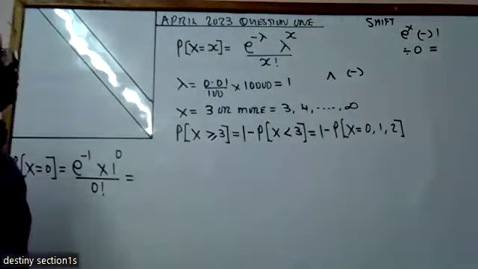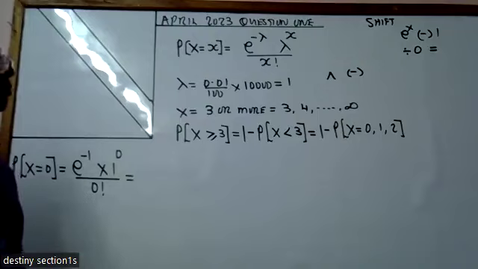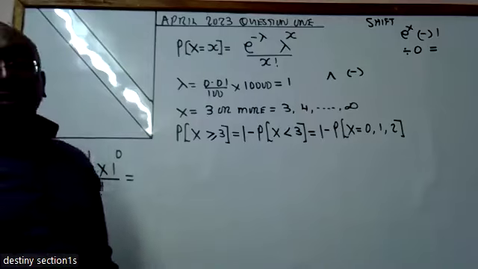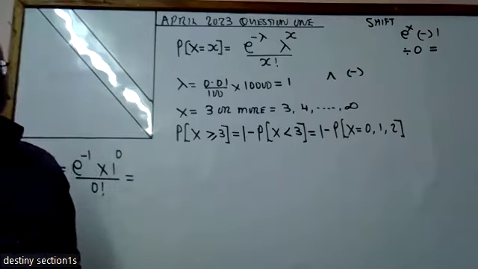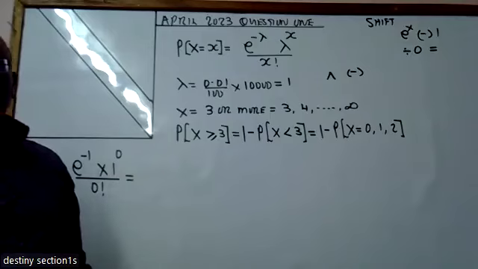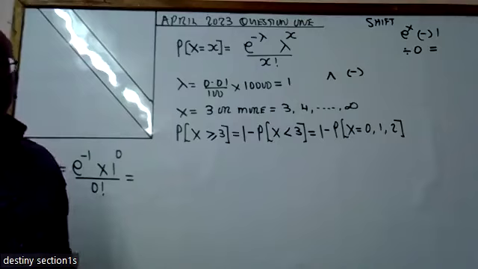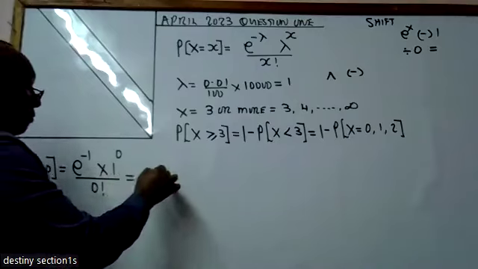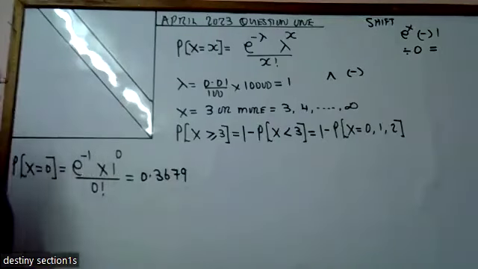Tell me what you have gotten, Margaret. Margaret, have you disappeared? Do I have to press shift to get the factorial? Yes, you press shift, then your factorial button. I have pressed equals. I think I made an error. Anyone else who has gotten it? Yes, you have got it? 0.3679. Good. Let's go to the next one.